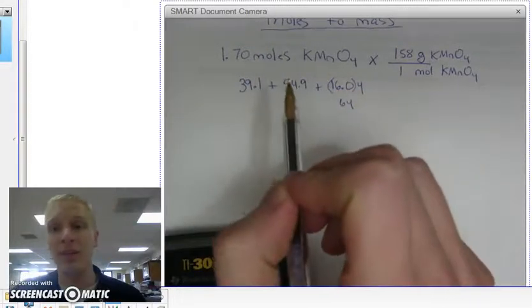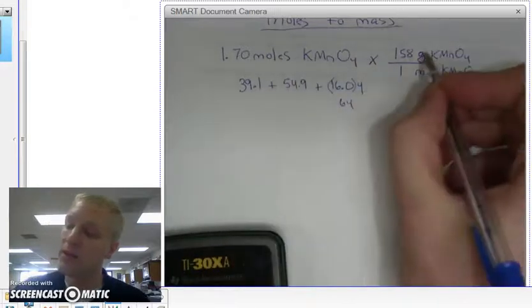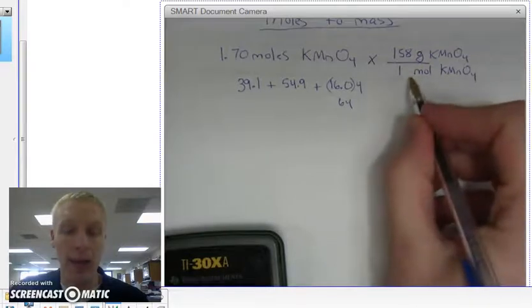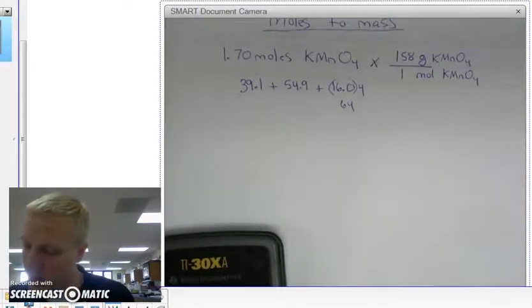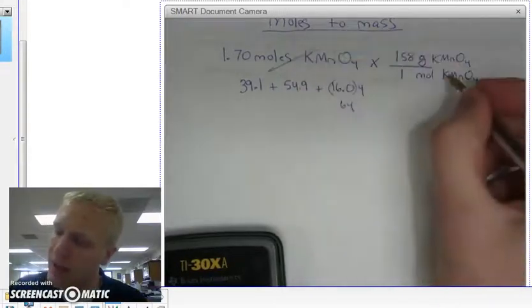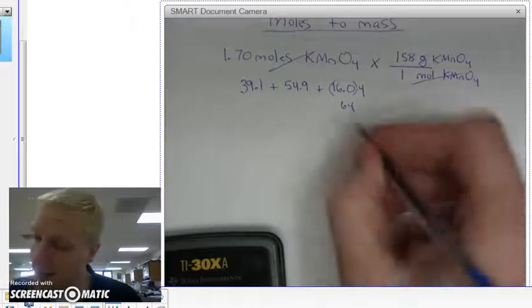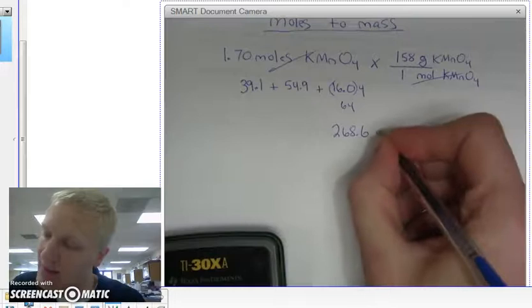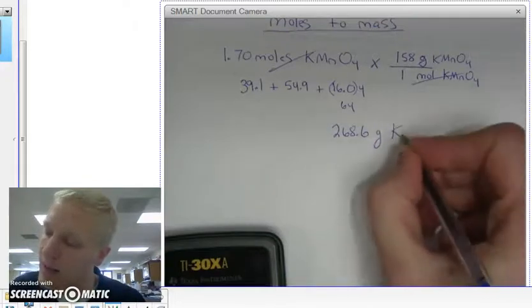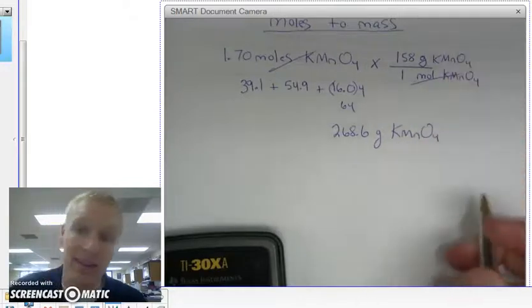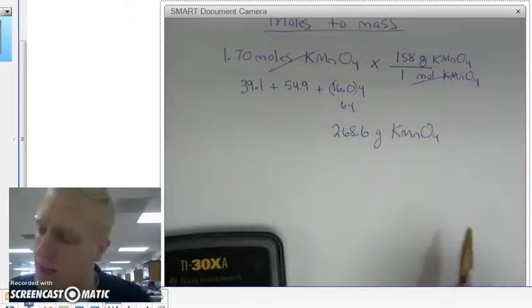Taking a step back, I've got 1.7 moles of KMnO4, and I'm trying to convert it to grams. So now all I have to do is multiply what I have on top and divide by what I have on the bottom. I'm going to take 1.7 times 158 divided by 1. Moles will cancel out, and I have 268.6 grams of KMnO4, because that is the unit on top that didn't get canceled out.